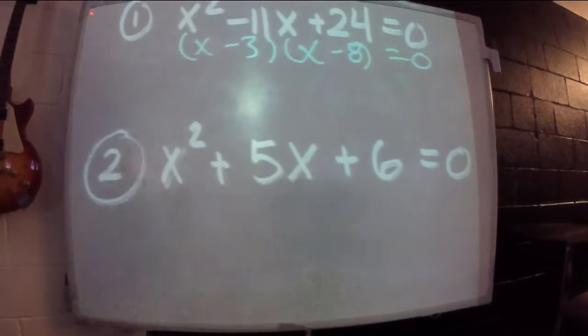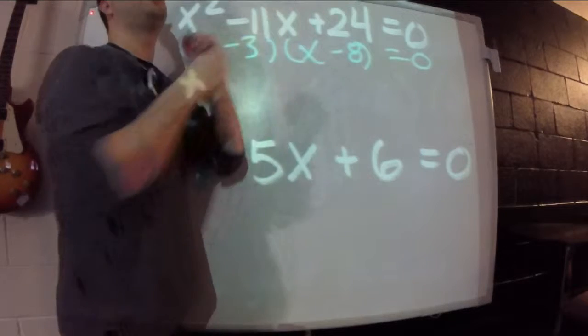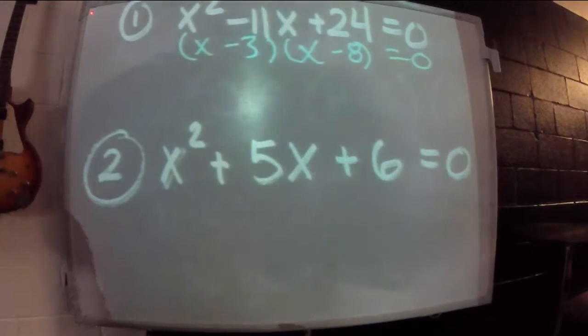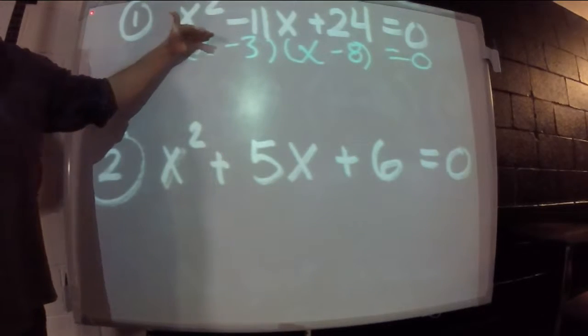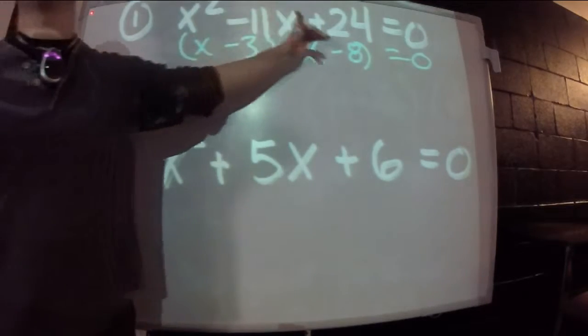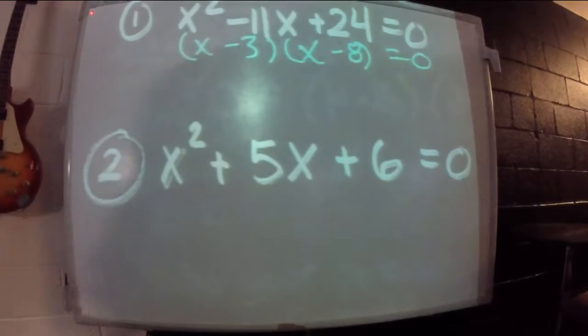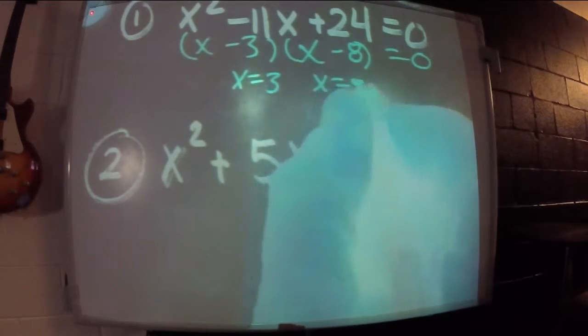There it is. Those are the numbers. These two numbers add or subtract to negative 11, and if you multiply them, you get positive 24. Now that you're at this situation, what are we going to do? So x equals 3, and then x equals 8. There's your two answers.